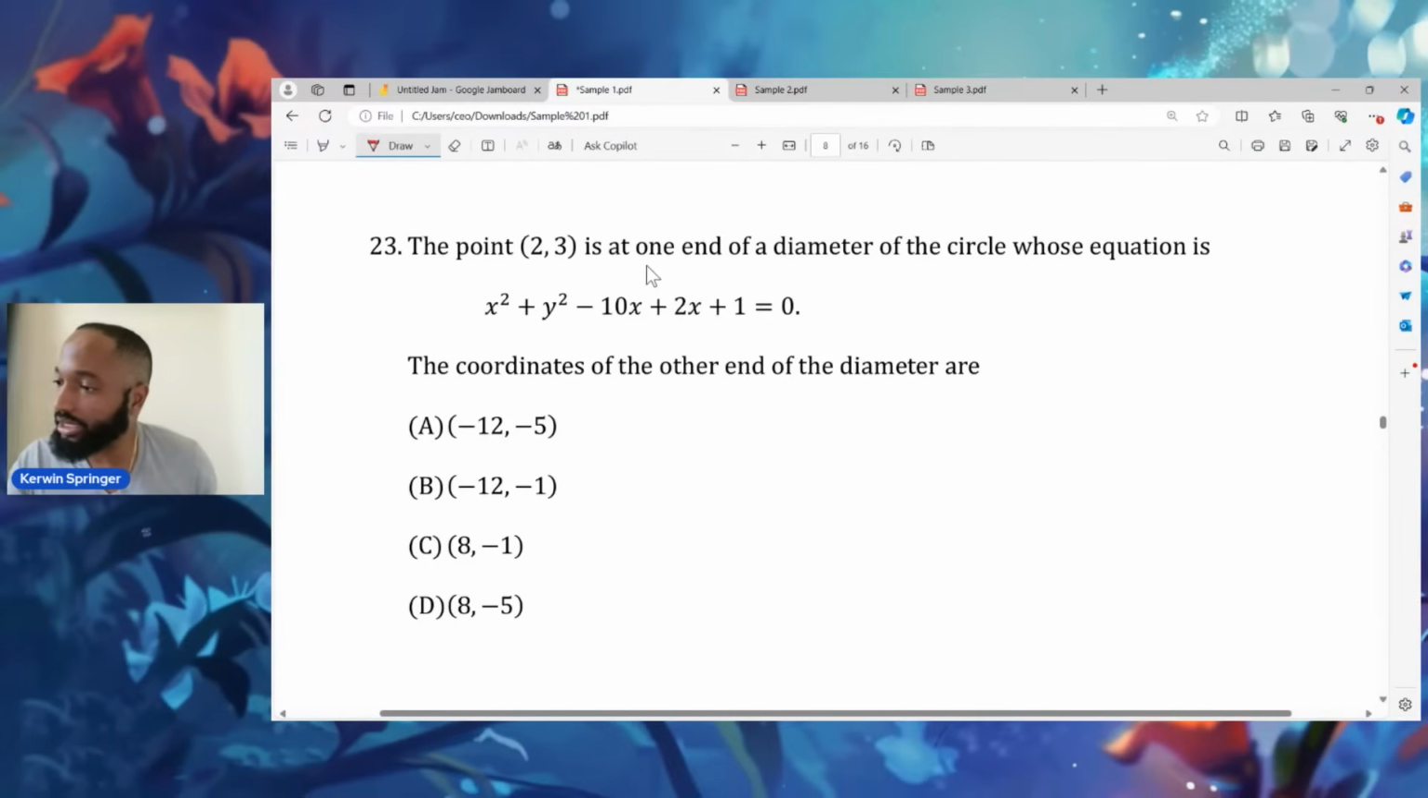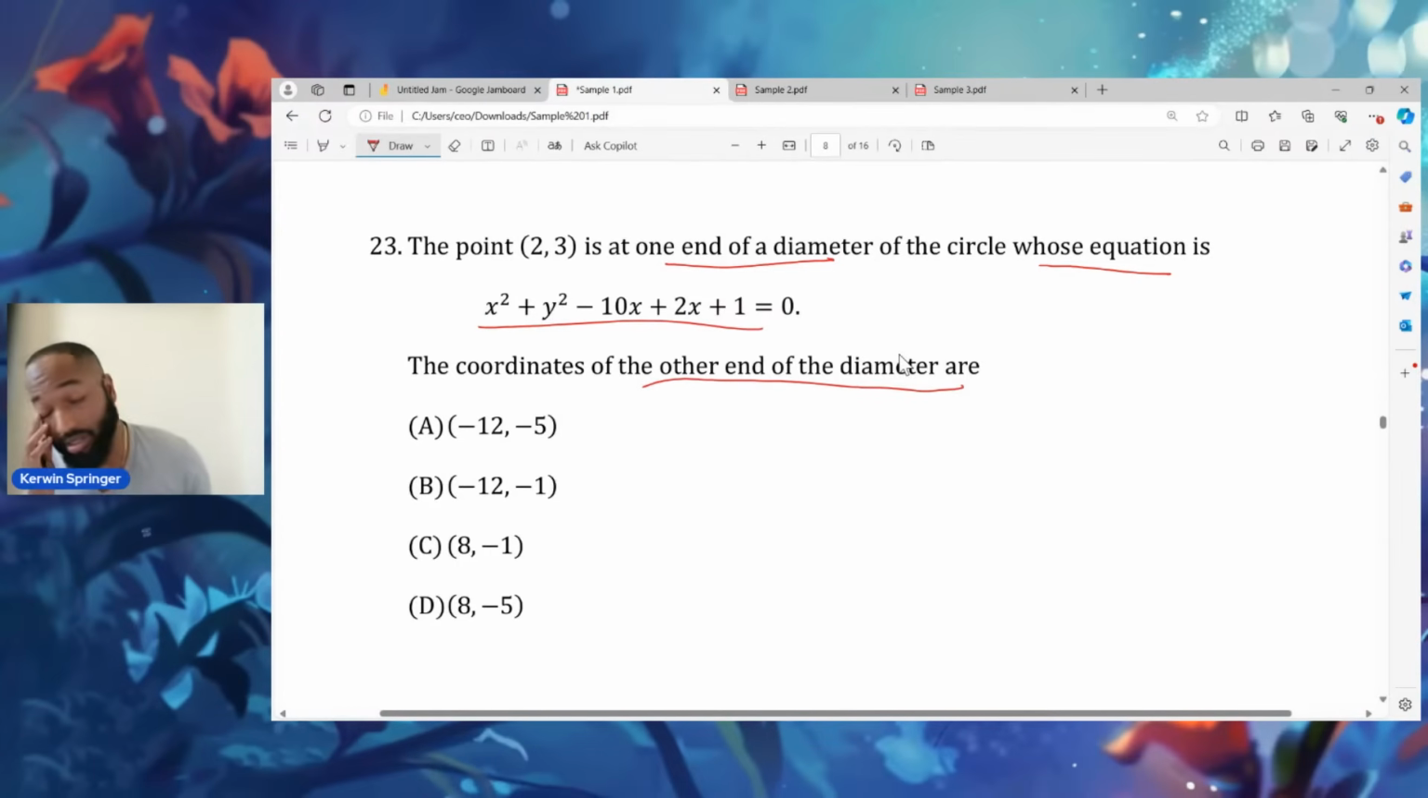The point (2, 3) is at one end of the diameter of the circle whose equation is blah, blah, blah. The coordinates of the other end of the diameter is what? How do you do this again? I could plug in the answers. So what they're telling me is I have the center. All right, I have a few ways to do it. I can plug in the answer, or I can use the center and the radius. Yeah, just using the center actually.